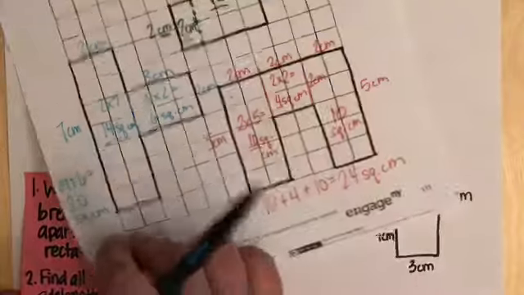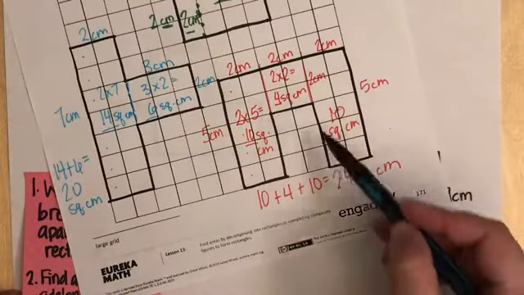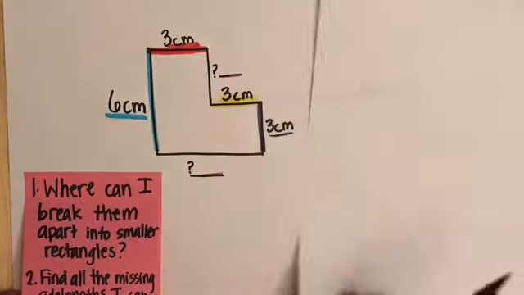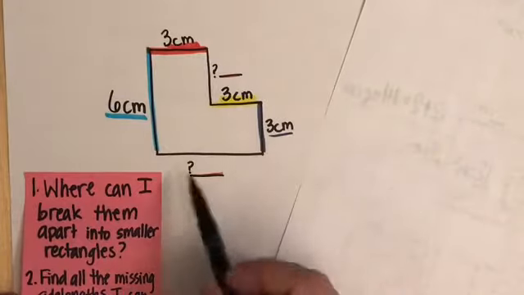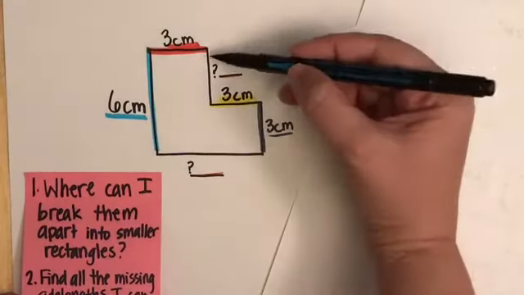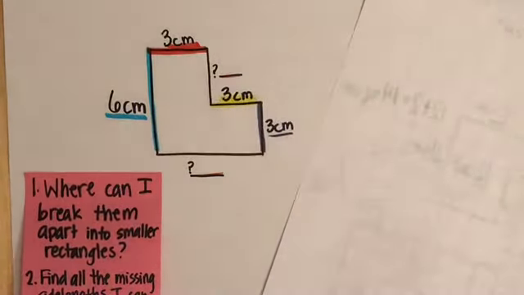Remember how crazy it got here when we were writing all of our side lengths? So you just kind of have to pay attention to that. So you're trying to find this one right here and then this one right here. All right, go for it. Give it a try. Press pause and press play when you're done.